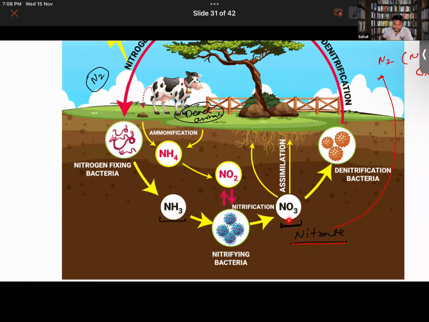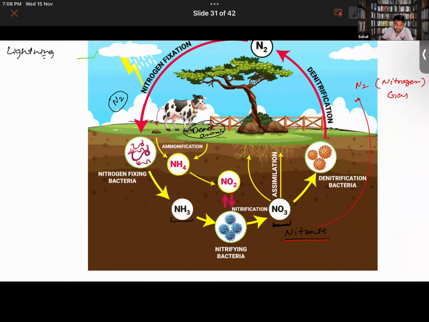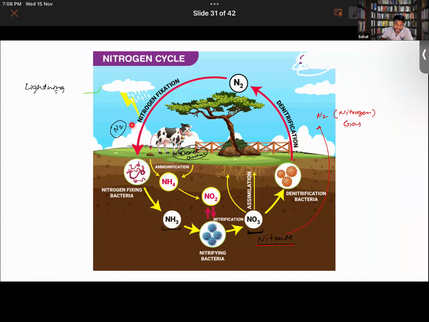Also, sometimes the nitrate is converted back into nitrogen gas. So what do we see here? There's a cycle of nitrogen going on. In the atmosphere, it was in the form of N2. When it entered the soil, it acquired different forms. It was finally converted into nitrate, and then again into nitrogen gas. Hope it makes sense. Hope it is clear to you.